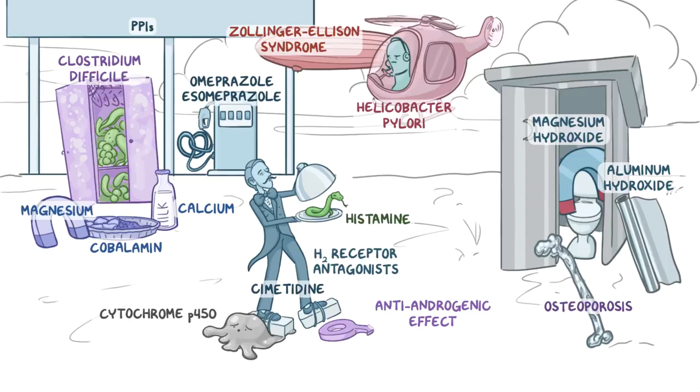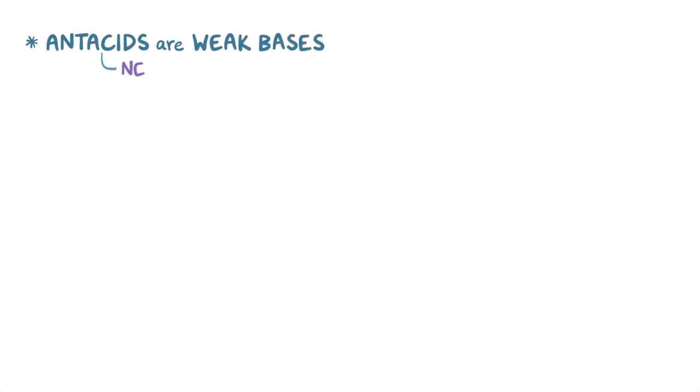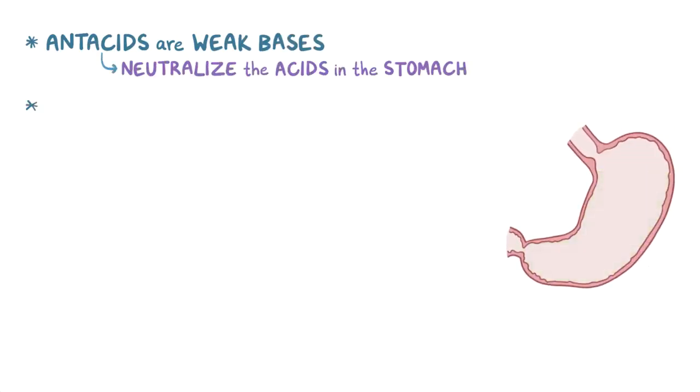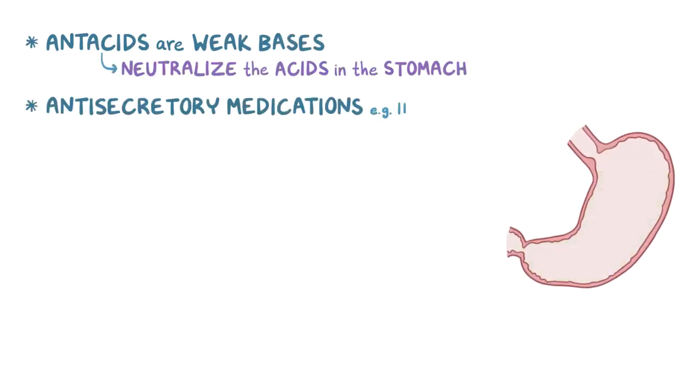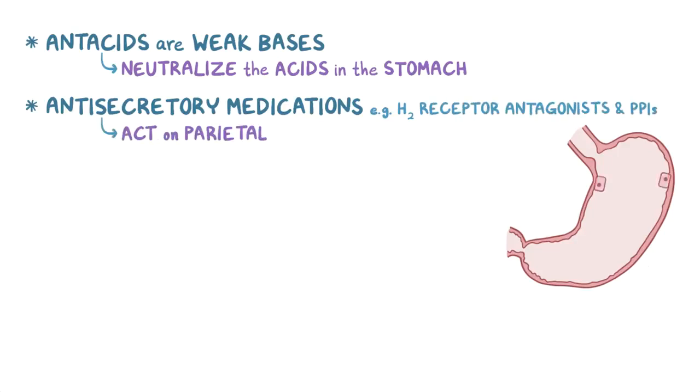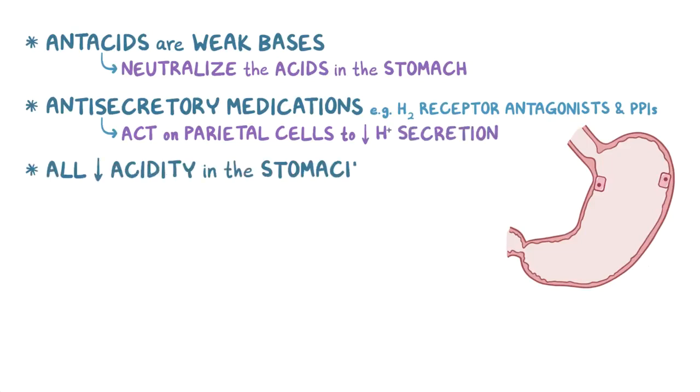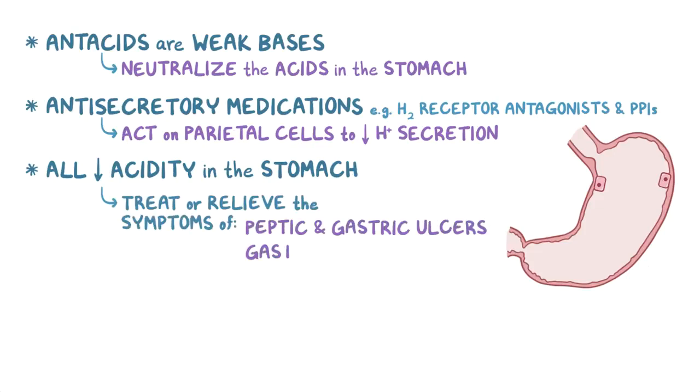Alright, as a quick recap, antacids are weak bases that neutralize the acids in the stomach. Antisecretory medications like H2 receptor antagonists and proton pump inhibitors act on the parietal cells to decrease hydrogen ion secretion. All three types of medication reduce the acidity in the stomach, which help treat or relieve the symptoms of peptic and gastric ulcers, gastritis, and GERD.